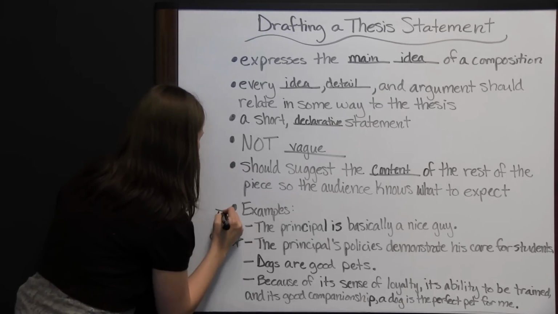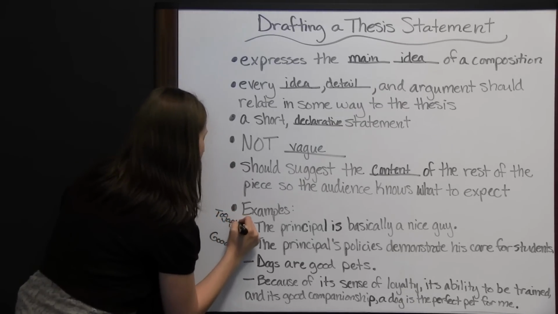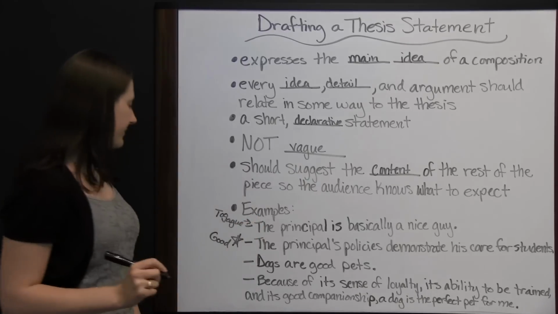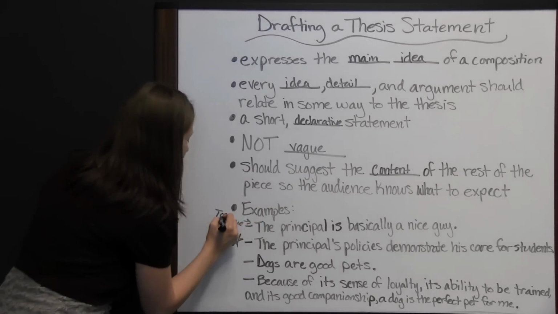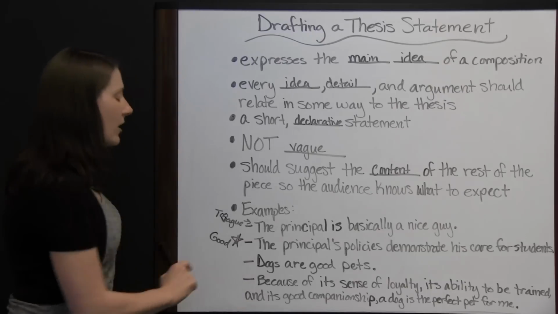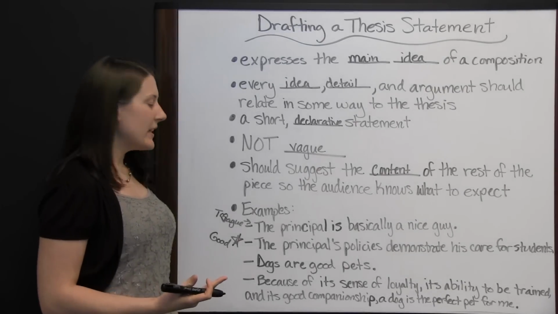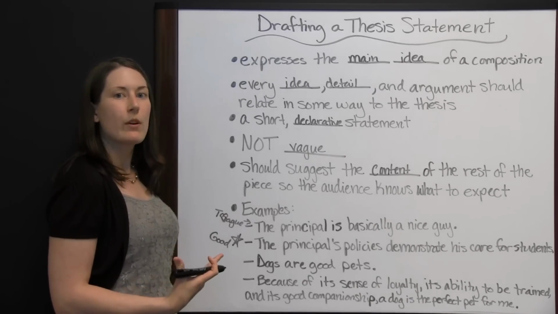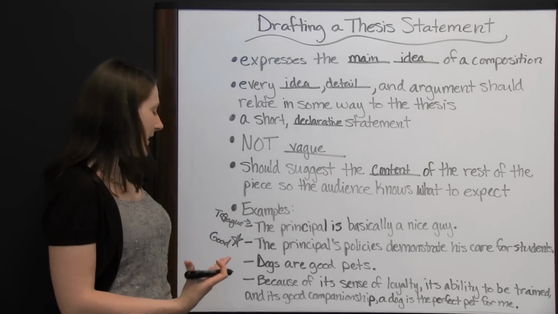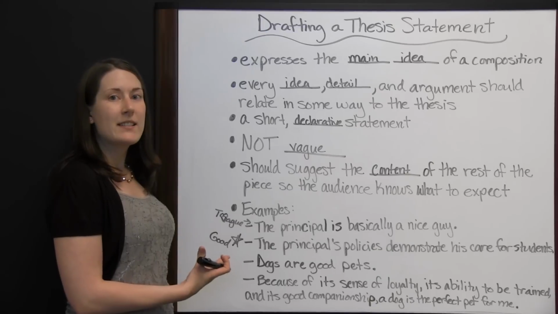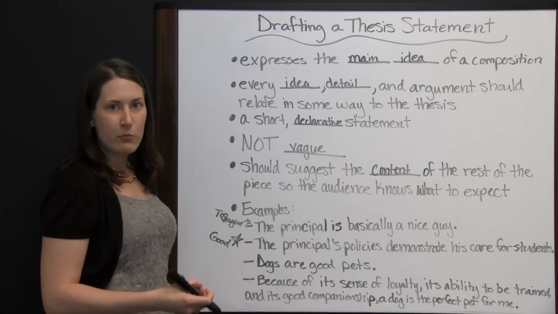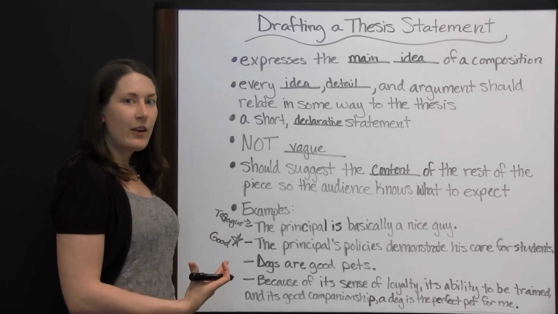This one is too vague. We had to get more specific. So let's look at another example. Dogs are good pets. Well, not everyone's going to think that, but at least if you give them more information, they may see your side of things. Saying dogs are good pets is still really vague. You need to get more specific. Why do you think they're good pets?